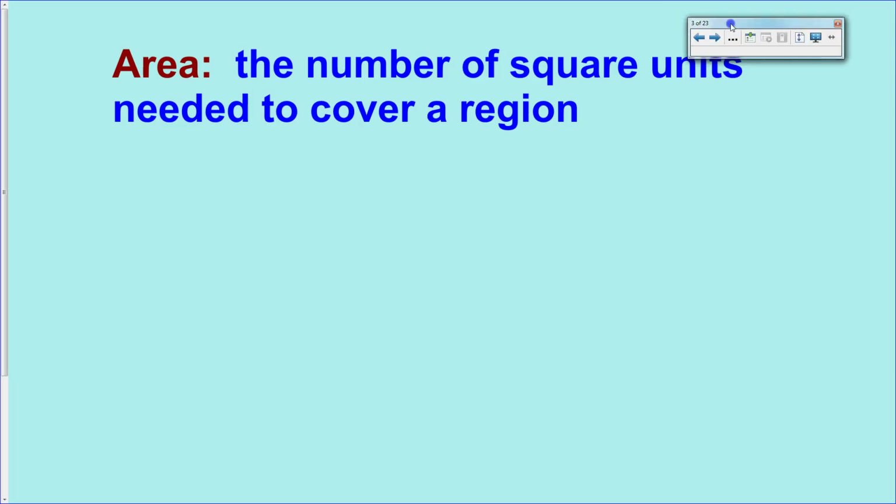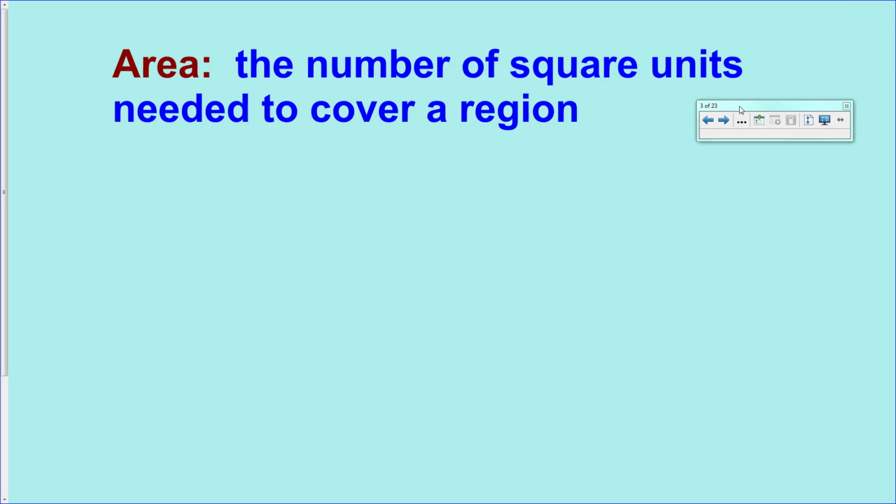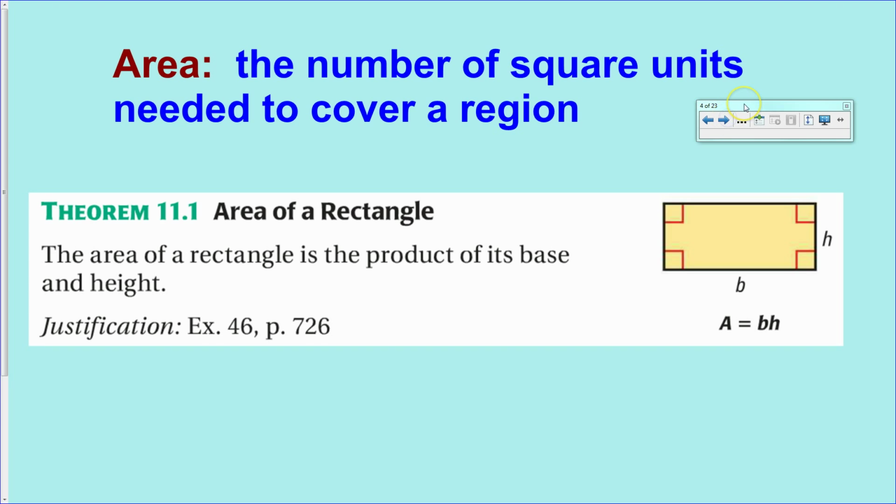Next, we got to define area. Your official definition of area is the number of square units needed to cover a region. We're going to use this definition to define the area of a rectangle. Okay, so this is theorem 11.1. The area of a rectangle is base times height.